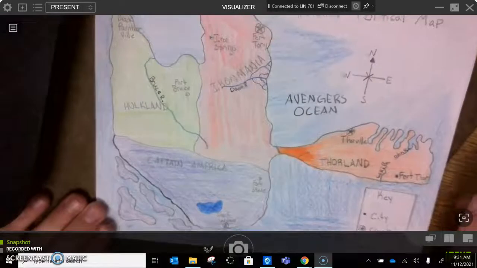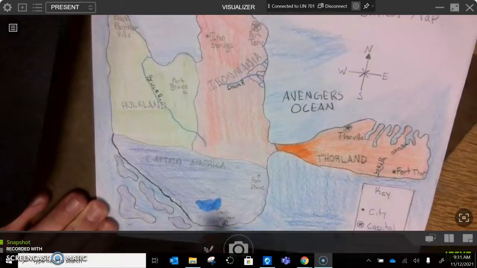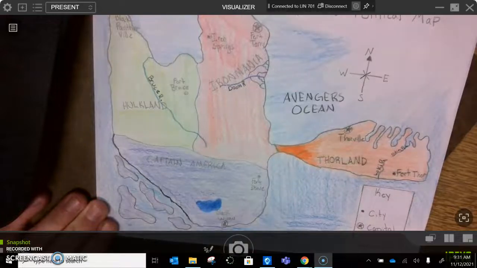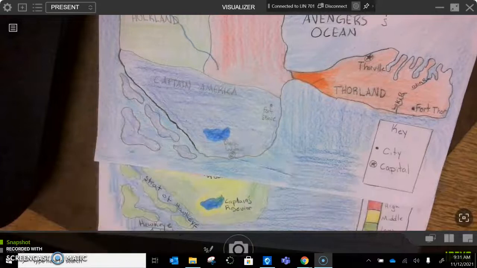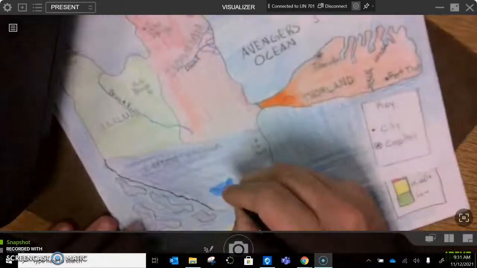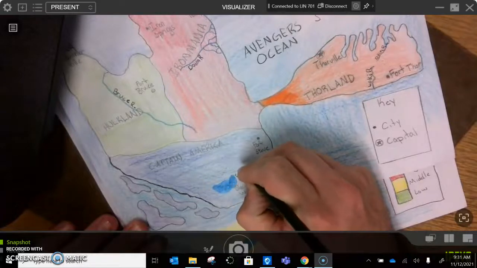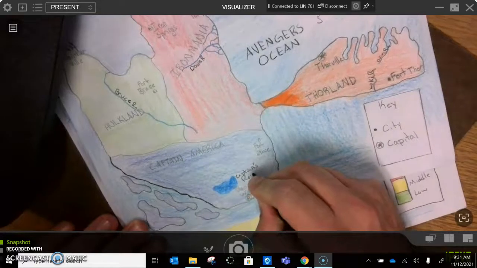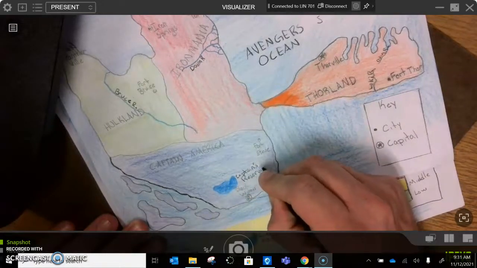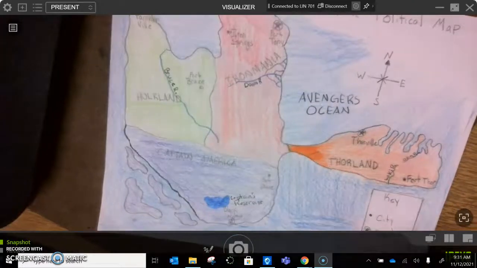Another piece of the finishing touches is that all my rivers need to be on here and labeled. I did not label this reservoir yet, and I should have. I did label it over here, so that's a mistake I just made, but I caught it as I'm going through. So I'm going to label this Captain's Reservoir, as I did on the other one. It's in Captain America, so I thought that made sense. Okay, so that was a mistake that I just caught, and I just fixed here.